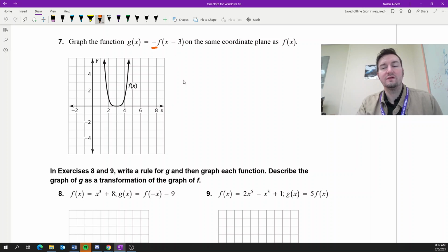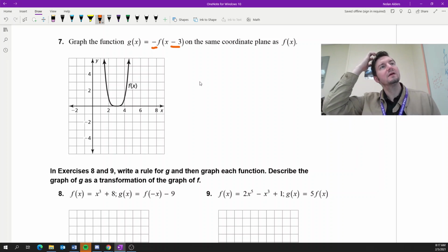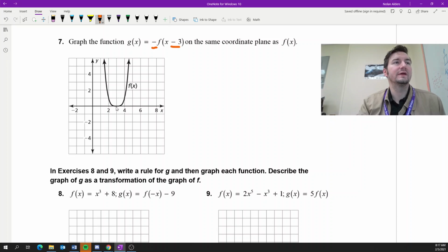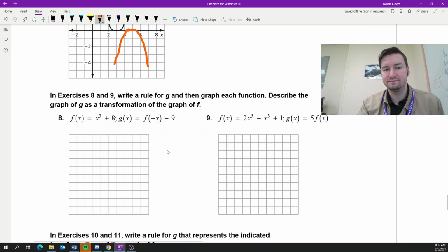So that's going to be a reflection in the x-axis, right? It's going to flip it upside down, and then this is going to move it to the right 3. So we go 1, 2, 3. So we're going to be right here, and then we're going to be flipped upside down. So it's going to look something like that, right? So right 3, and the whole function has a negative sign out front, so that's a reflection. Okay.